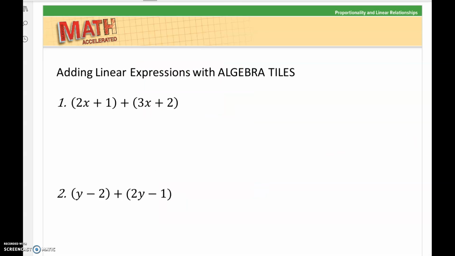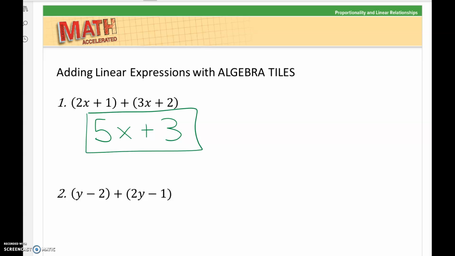2x and 3x gave us 5x, right? We said we had 5 x's, and we had 3 1's, so plus 3. So we can easily combine those like terms and simplify that expression by just moving around our algebra tiles and moving them all together. So 2 and 3 gave us 5, right? We can see if we combine those terms, 2 plus 3 does give us 5, and 1 and 2 add together to make 3.